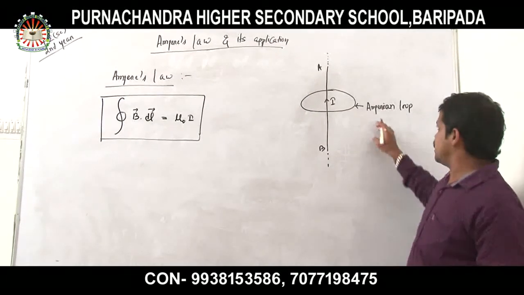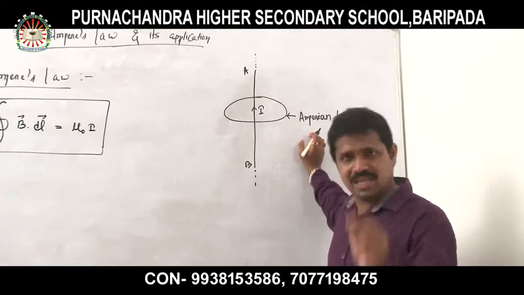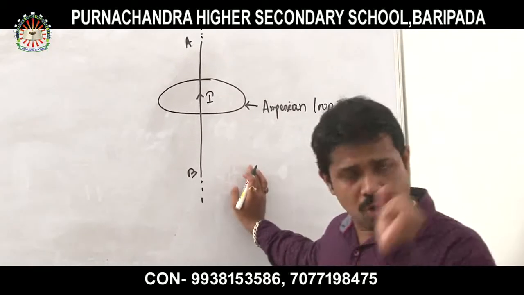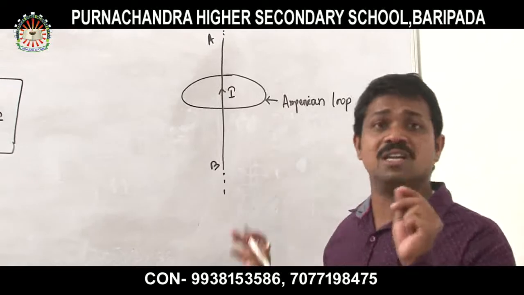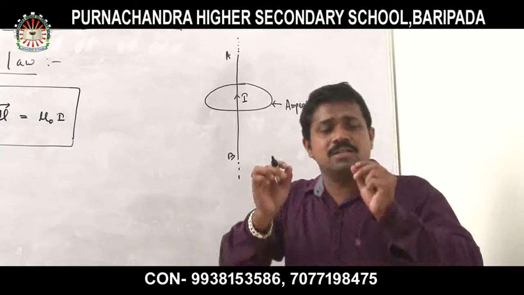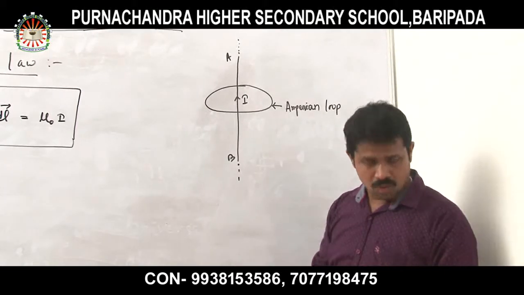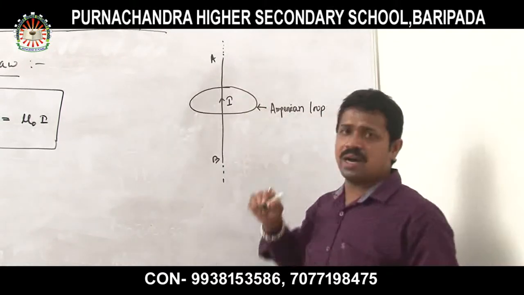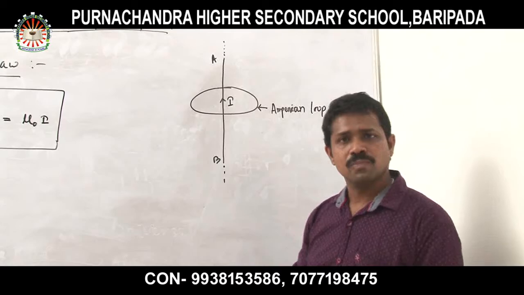And listen very carefully. As in electrostatics the Gaussian surface is an imaginary surface, it is not a real one, similarly the Ampere's loop is also not a real loop. It is an imaginary loop. What is the physical significance of the loop? The Ampere's loop is used only to calculate the magnetic field due to this current carrying straight conductor. Understood all of you? Clear all of you?